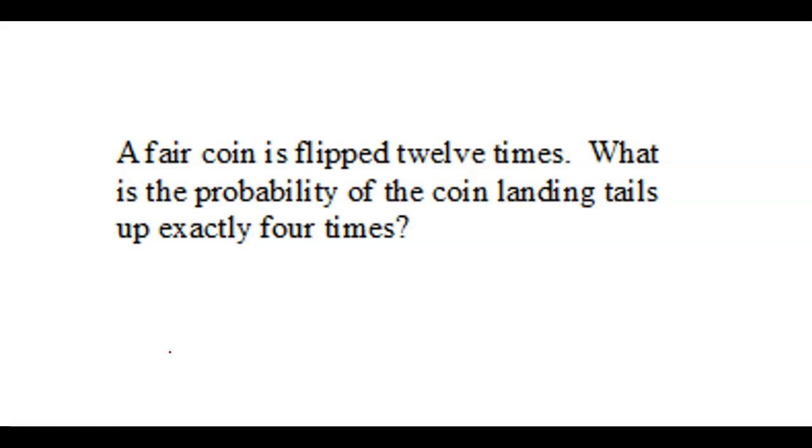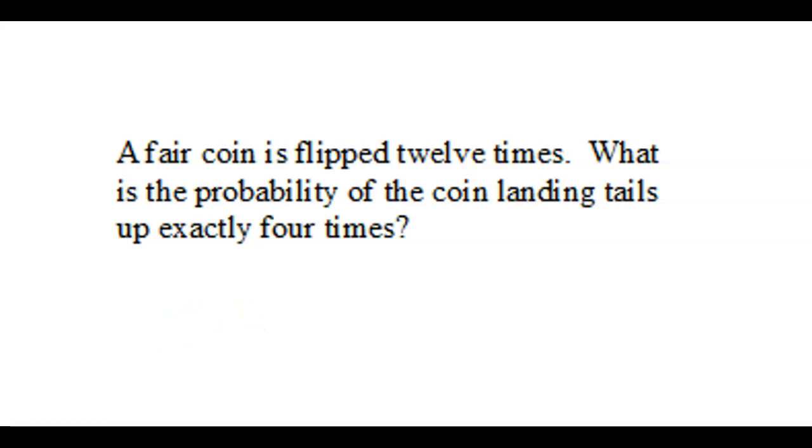A fair coin is flipped 12 times. What is the probability of the coin landing tails up exactly 4 times? All right, so this question looks similar to some of the stuff that we did when we were working with the multiplication rule. The difference here is that we don't know what order anything's going to happen in. So we just know out of the 12, we're going to have 4 that land as tails. So we have to deal with this one a little bit differently.